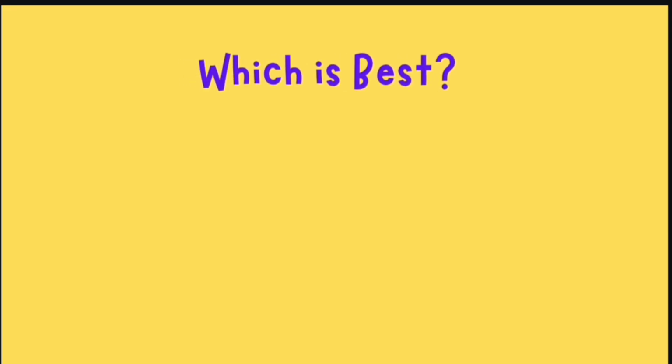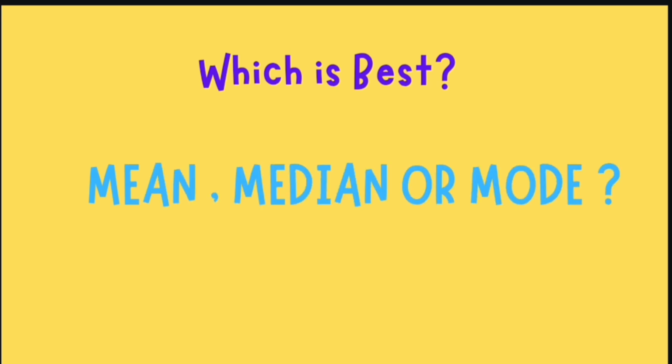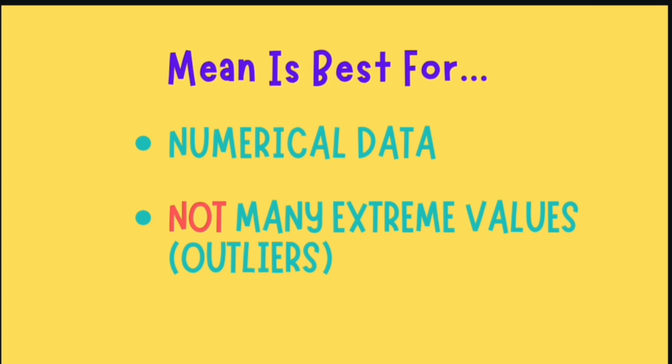Hello everyone. Out of the three measures of central tendency, which is the best? Is it mean, median or mode? Well, it all depends on the type of the data that we have. Mean is the best measure if our data has numbers without too many extreme values.